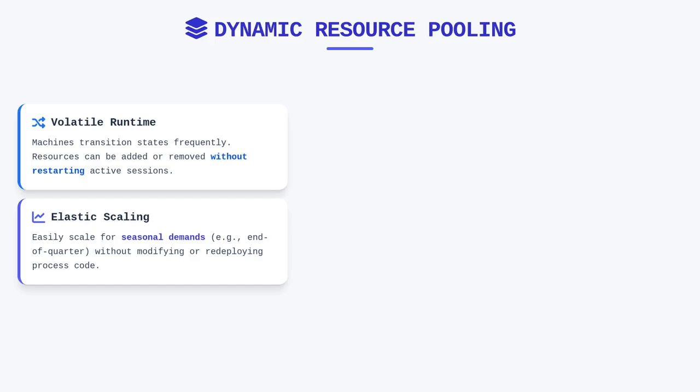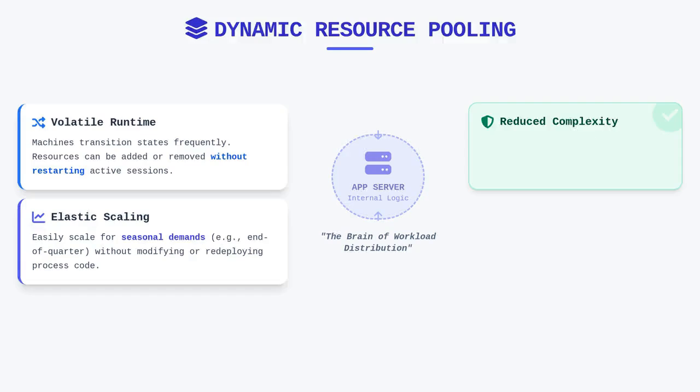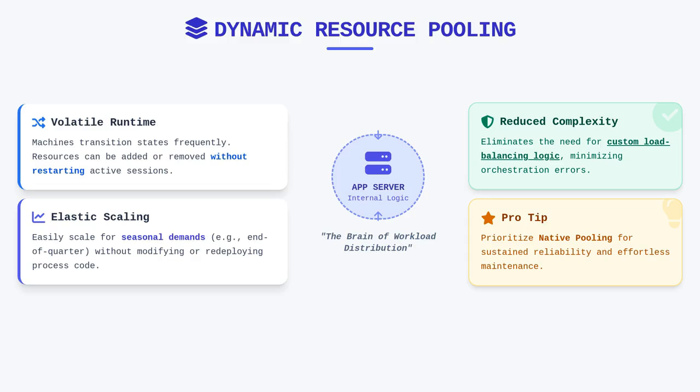The logic for workload distribution is handled internally by the Blue Prism application server, which tracks which items are in progress and which resources are ready to accept new work. By relying on this built-in scheduling logic, you reduce the complexity of the orchestration layer and minimize the chance of errors that arise when attempting to build custom load balancing logic within the processes themselves. Always prioritize the platform's native pooling capabilities to ensure sustained reliability and ease of maintenance in your production environments.